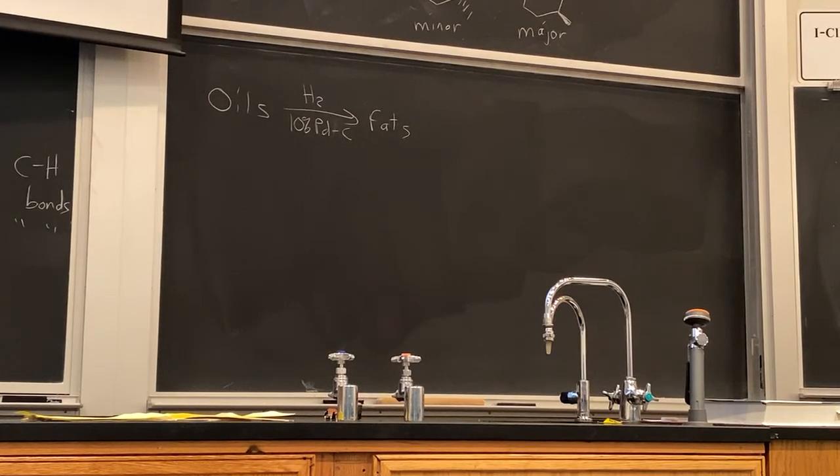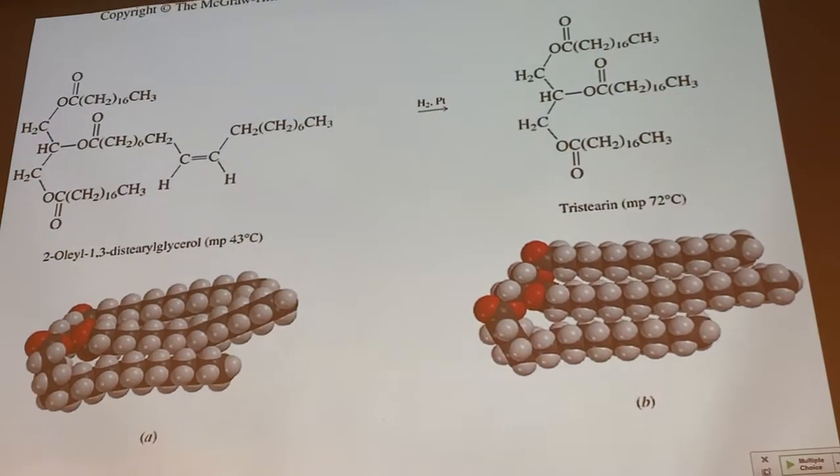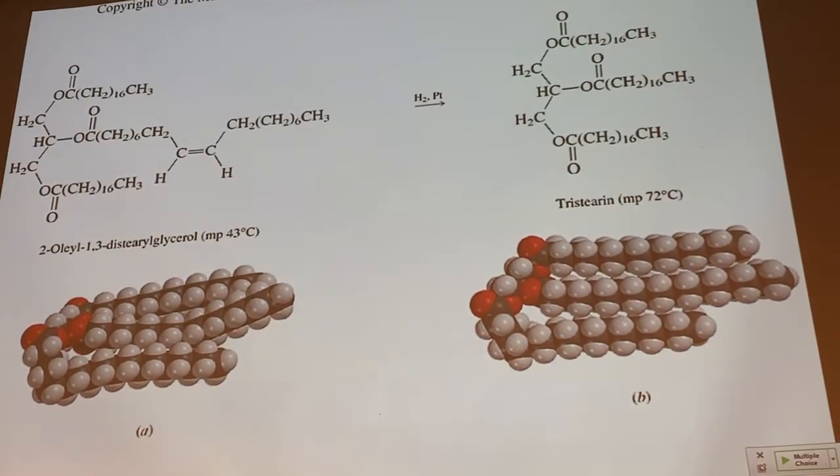And here's an example of that. This triacylglycerol has one unsaturated fatty acid in it. And if we treat that with hydrogen and a metal catalyst, in this case it was platinum, we obtain a fully saturated triacylglycerol. The melting point goes up by almost 30 degrees because we have removed the kink in the chain, as you see from these space filling models. And now these chains stack together more efficiently, and we have stronger van der Waals forces.